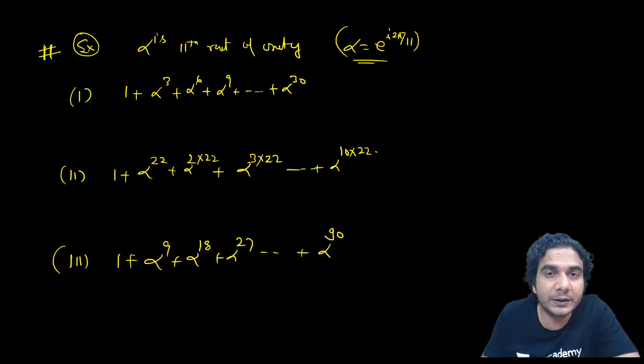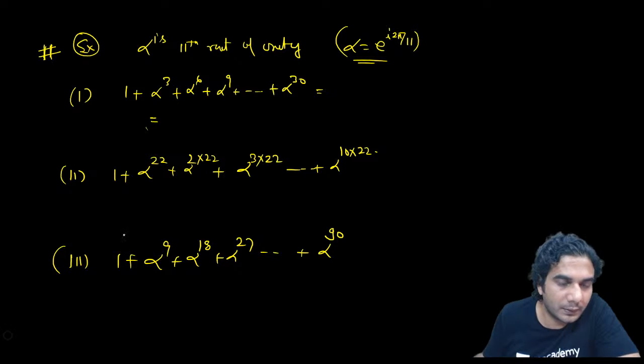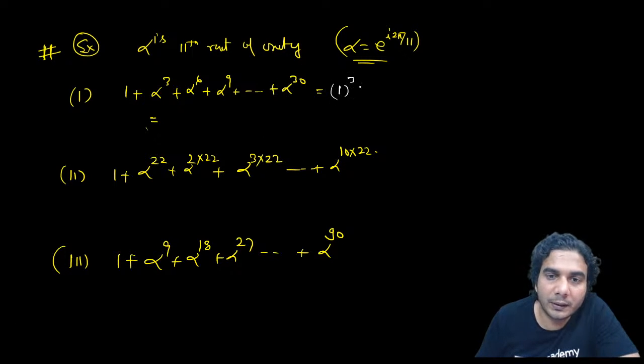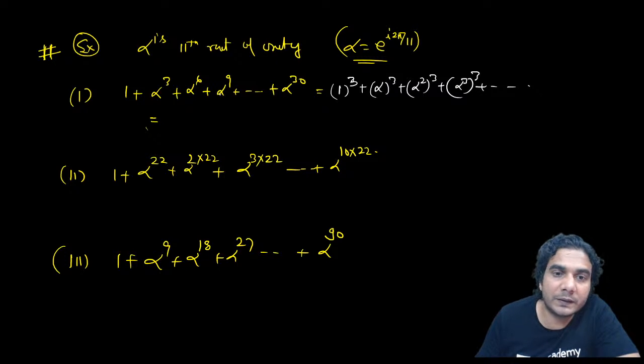Alright, so you can use this result which we have just proved, because alpha is the 11th root of unity and you are putting power 3 on all the roots. You can write 1 raised to 3, then alpha raised to 3, then alpha square raised to 3, then alpha cube raised to 3 and so on. So when you put power 3, because 3 is not a multiple of 11, the answer is going to be 0. You can apply the formula of GP, no problem, or you can directly write the answer 0.